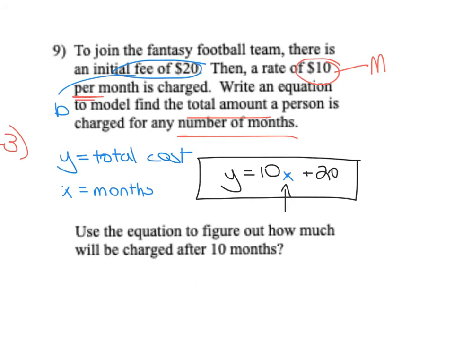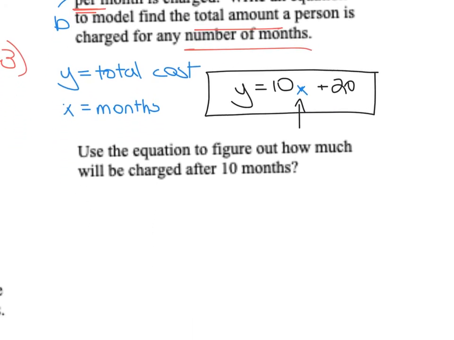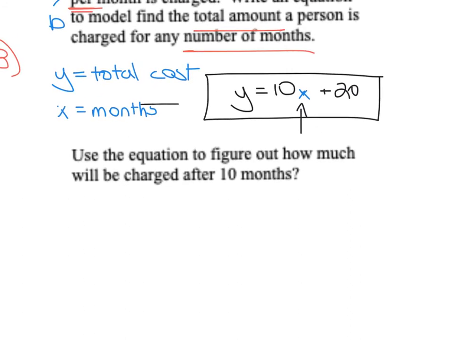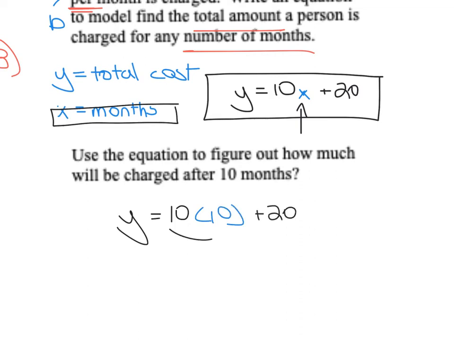plus that initial fee. Now part B says use the equation to figure out how much you'll be charged after 10 months. And remember that X represents the months. So to figure this out, we'll use our equation. So the total cost, which is Y, equals $10 times 10 months plus 20. 10 times 10 is 100, and 100 plus 20 is $120. So that would be our answer.